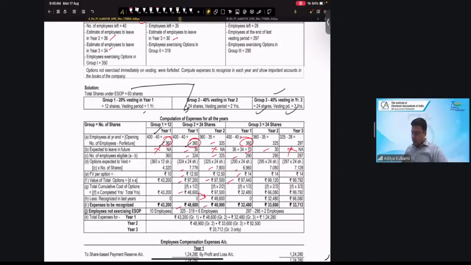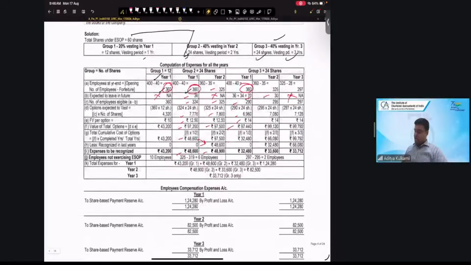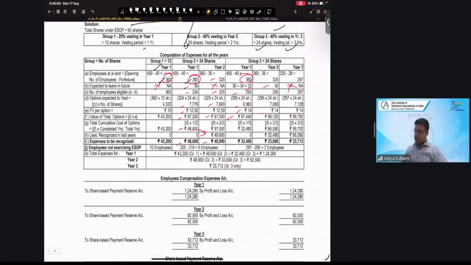So now when I look at total expense for year one, it is 43,200 plus 48,600 plus 32,480. So 124,280. Year two, 48,900 from group two, 33,600 from group three, 82,500. Year three, only group three will come, 33,712. So that is your overall expenses for years one, two, and three.